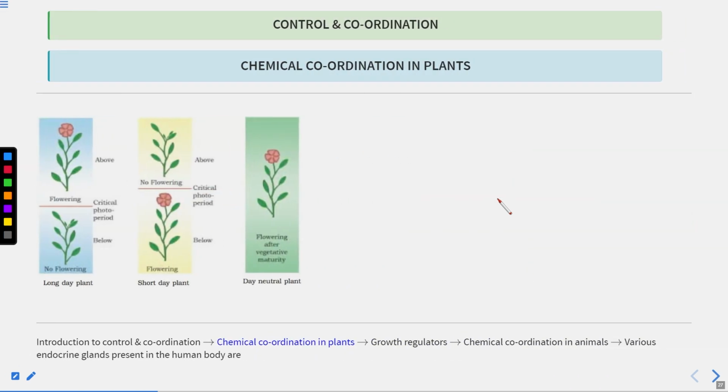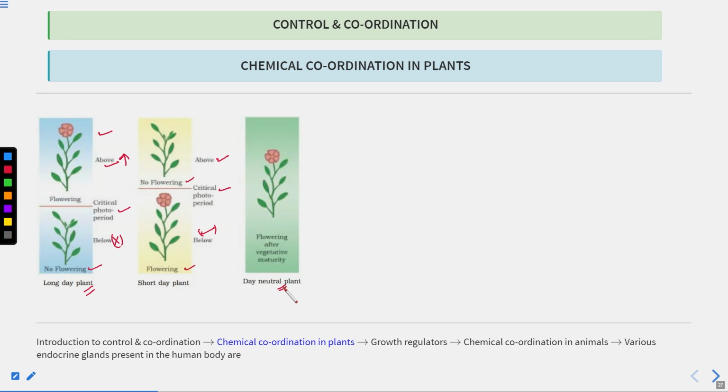Clear? Now, this is an image showing you the flowering in response to the photo period. Here you can see in long day plants, what is happening? This is the critical photo period. So long day plants will flower when the day length is more than this critical photo period. When the day length is more than the critical photo period, then it will flower. And when the day length is less than the critical photo period, or below it, then it will not flower. Then short day plants, this is the critical photo period. They will flower when the day length is less than or below the critical photo period. So here they will flower. Whereas if the day length is more than or above the critical photo period, then they will not flower.